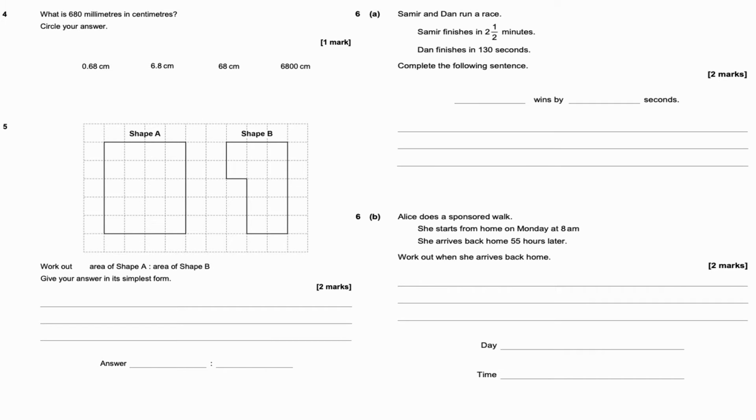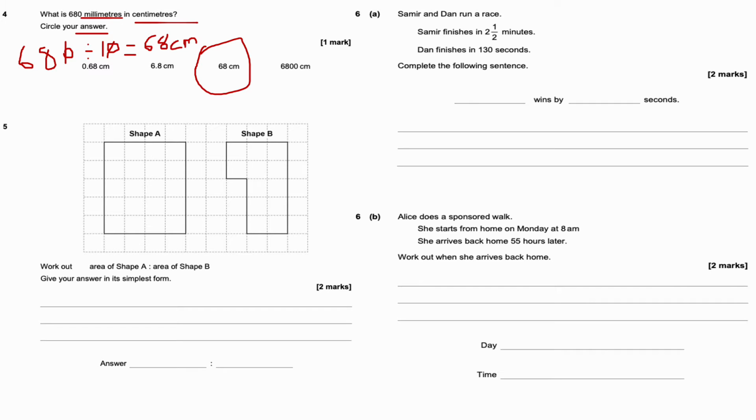This is question number 4. What is 680 millimeters in centimeters? Circle your answer. Well, millimeters to centimeters, I divide by 10. Now, if it's got a 0, I just take off one of the zeros essentially. The answer I get is 68. There are 68 centimeters for 680 millimeters.